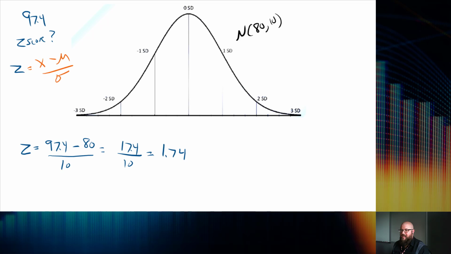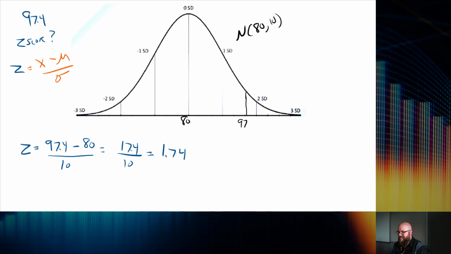So again, with the interpretation of that, 97.4 is 1.74 standard deviations above the mean. That's the meaning. So it's up here. So again, if we had 80 right there, let's put this in a different color so it's easier to read. Just use black on this one. So we got 80, and then 1.74, so let's say somewhere right in here.